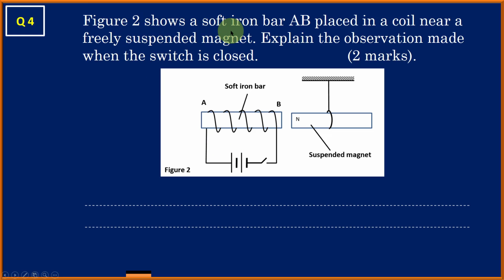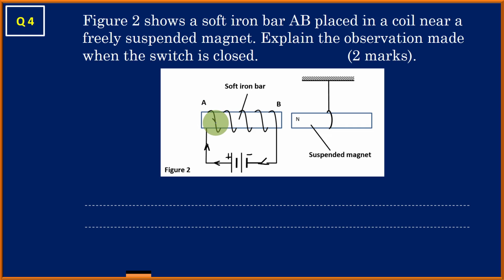Figure 2 shows a soft iron bar AB placed in a coil near a freely suspended magnet. Explain the observation made when the switch is closed. So let's see what happens here. So when this switch is closed, this is the positive side of the battery, this is the negative side. So current is going to flow in that direction, the direction of the arrow.